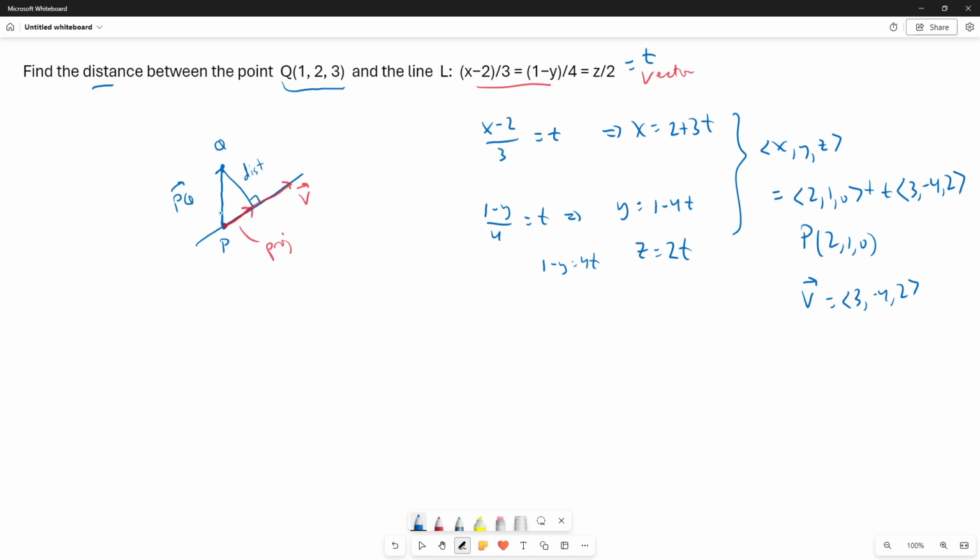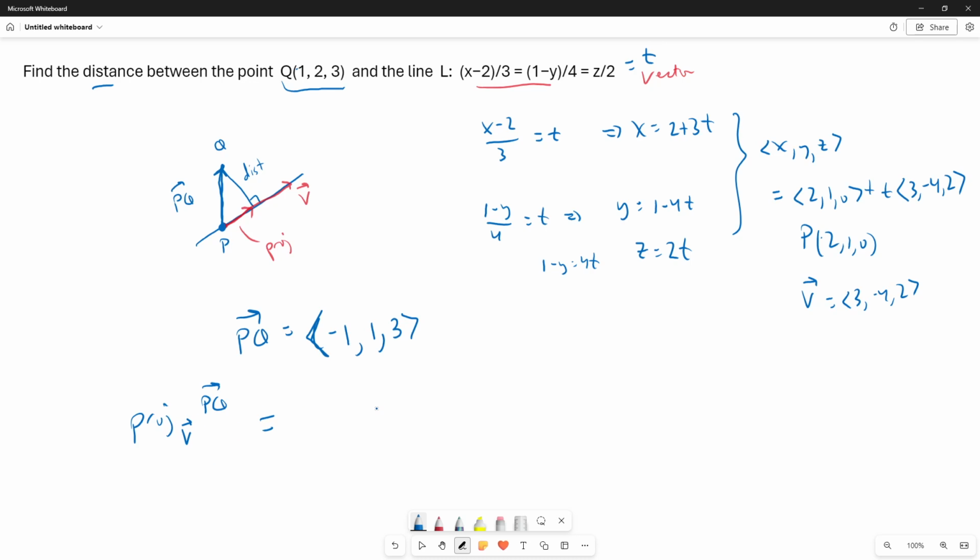So now we need the vector from the point P to the point Q. For the vector from P to Q, we take the coordinates of Q and subtract from those the coordinates of P. So 1 minus 2 is negative 1, 2 minus 1 is 1, 3 minus 0 is 3. So this is the vector PQ, from P to Q. Now we want to calculate the projection vector of this vector PQ onto the direction vector of the line V.